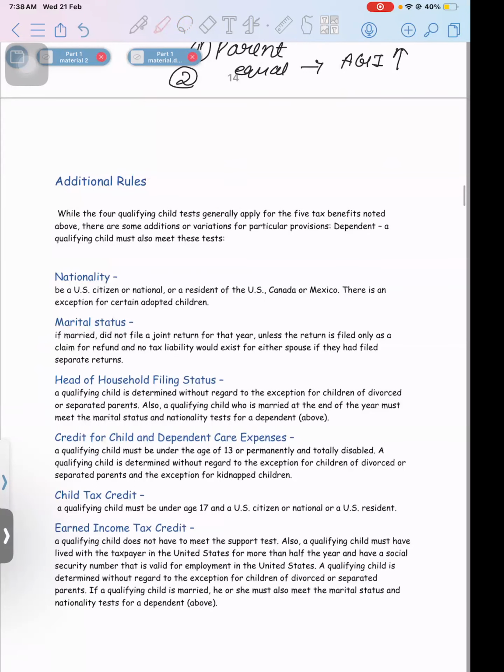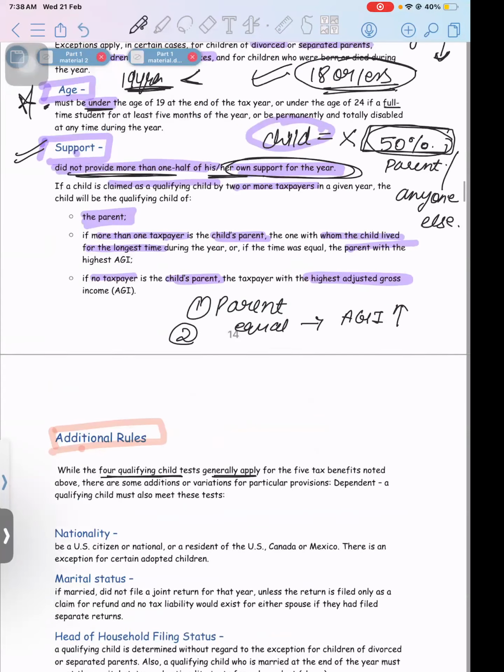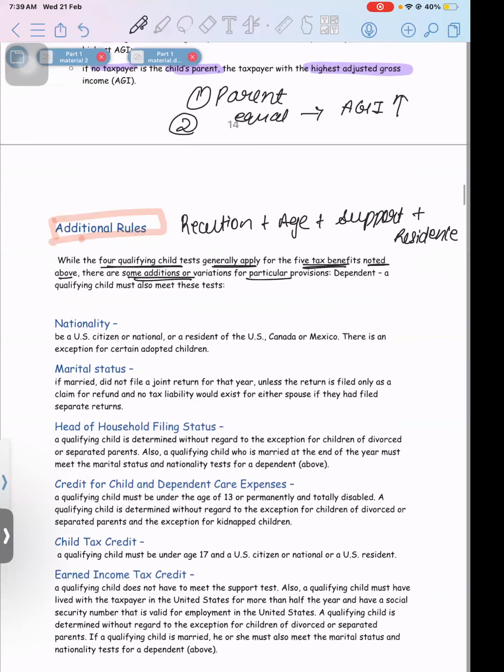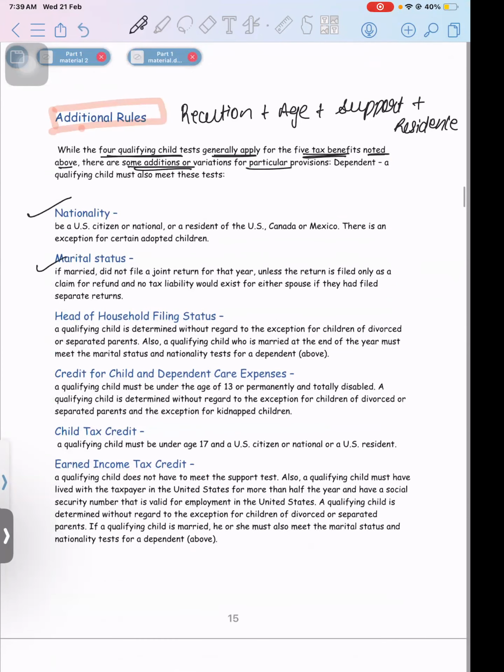What are the additional rules in case of a qualifying child? While the four qualifying child tests generally apply, okay, what are the four tests? Relationship, age test, support test, and residency. Residency means until what time they are living with the taxpayer. These apply to the tax benefits noted above. There are some additions or variations for particular provisions, meaning there have to be additional conditions met along with that.